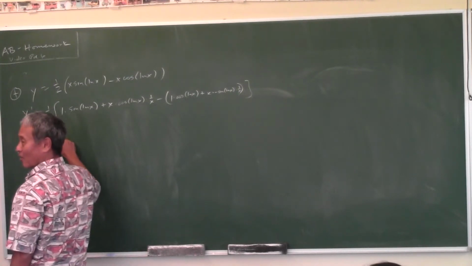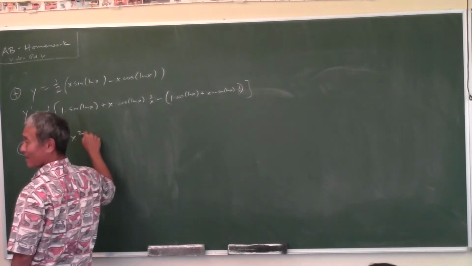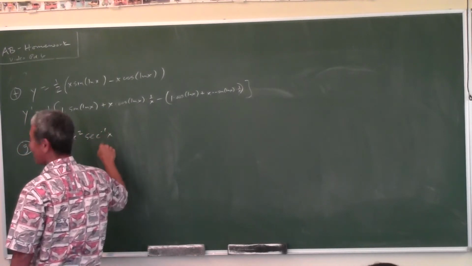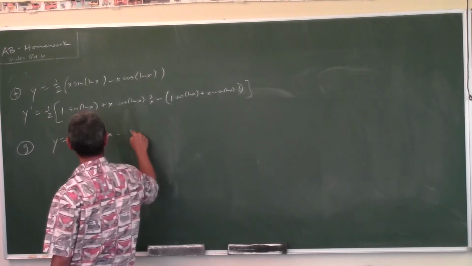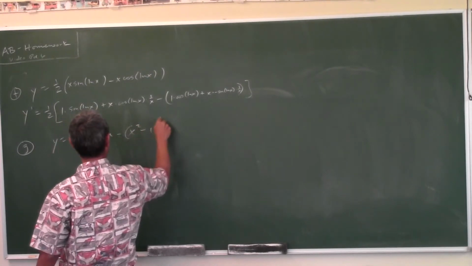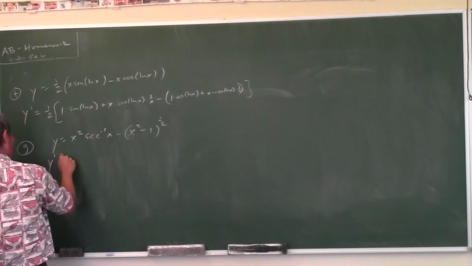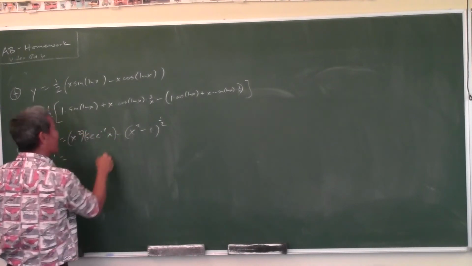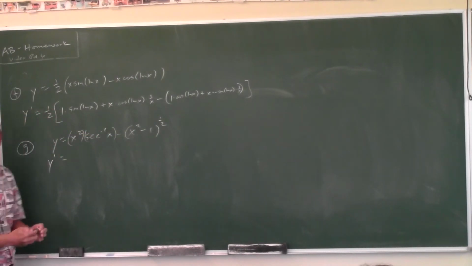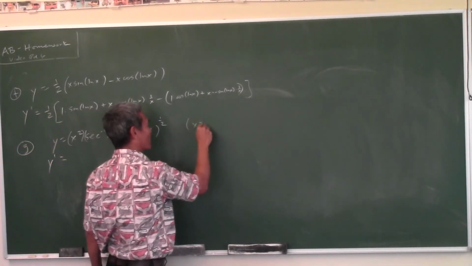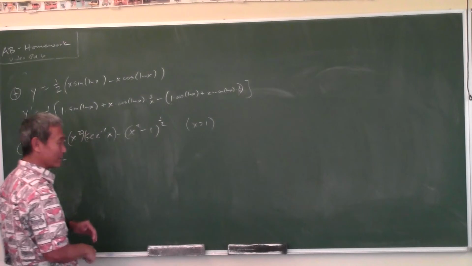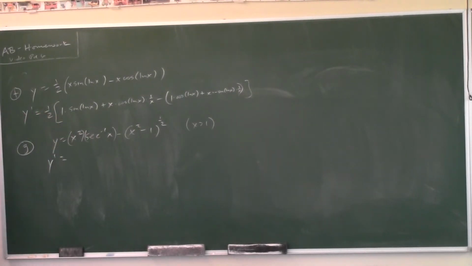G. y equals x squared secant inverse x minus... and do you want me to change that to x squared minus 1 to the half? Yes, please. Okay, I will. Okay, product. I'm going to use the product rule. Now, there's a restriction on this problem that says x is greater than 1. Why did I put the restriction there again? For the absolute value.